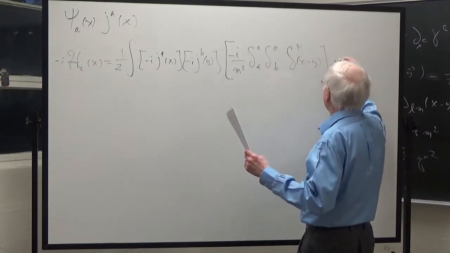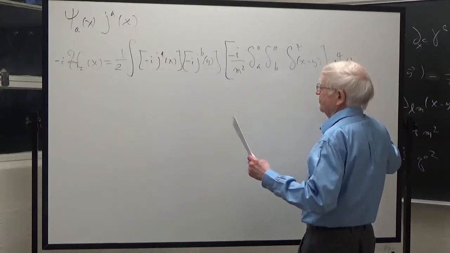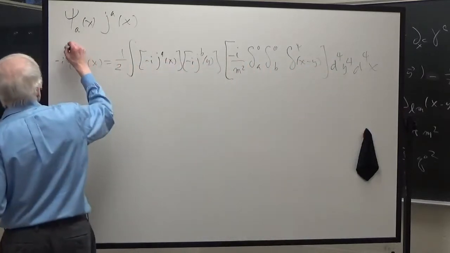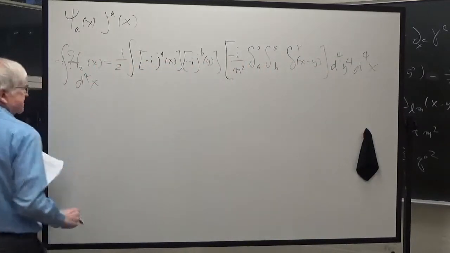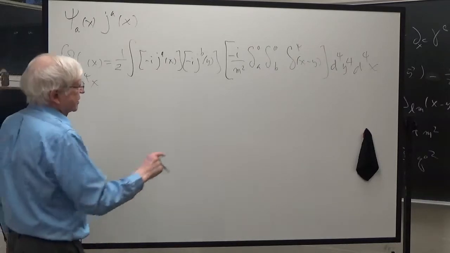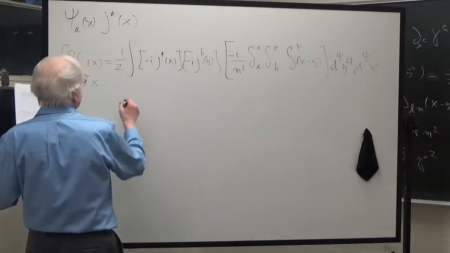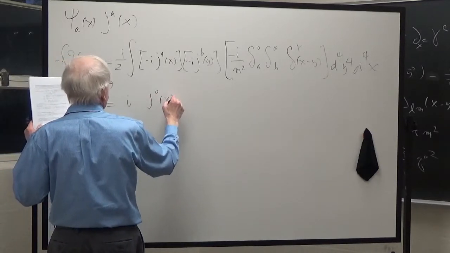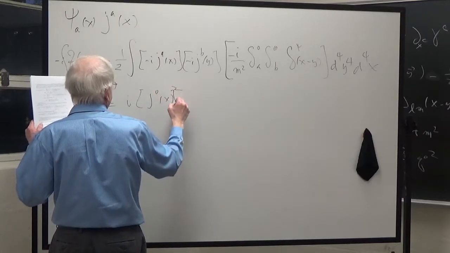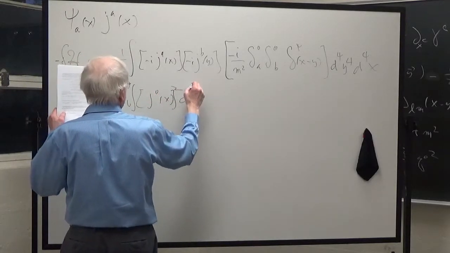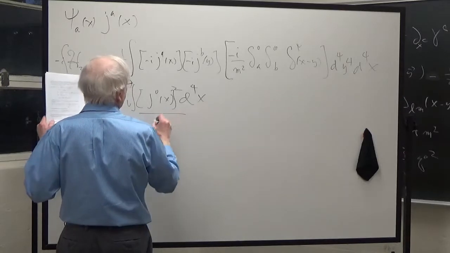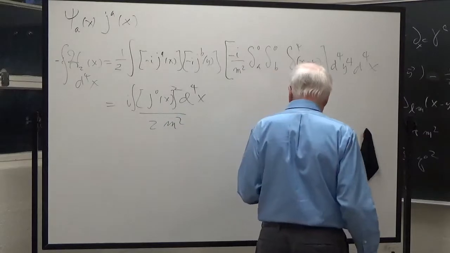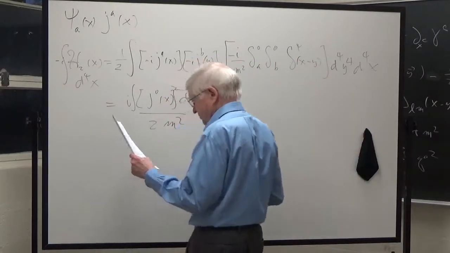And we integrate d^4y, or if you want, we integrate also d^4x. And so this thing is really an integral d^4x. Well, this delta function gives us a term. This gives us i J0(x)^2 integrated d^4x over 2m^2. No, it's i times that. Yeah, i over 2m^2 times that.